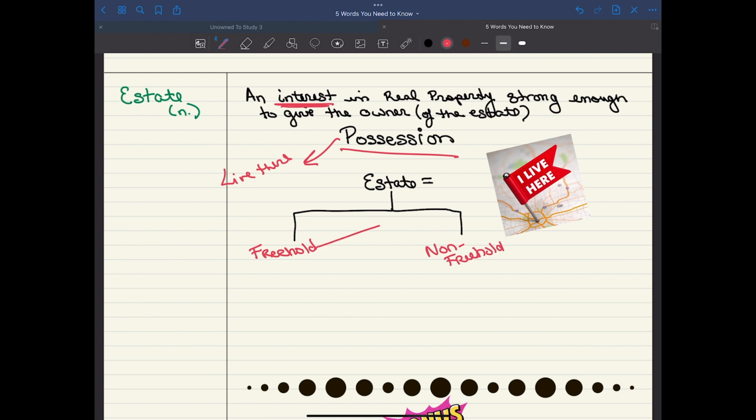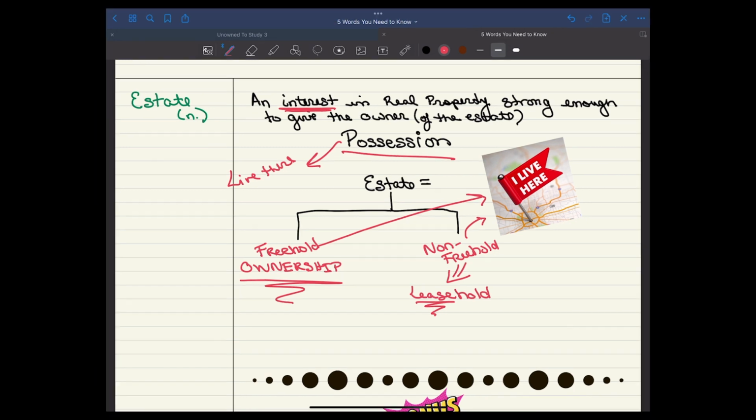A freehold estate means you can live there, and so does your non-freehold. But freehold means ownership, which is why the other word for non-freehold estate is a leasehold. And of course, leasing, you know, when you're leasing a property, you don't own it. You're just renting. You have the right to live there, but no ownership. Freehold means ownership. Non-freehold means leasehold. You're leasing, you're renting. So those are our 5 words.